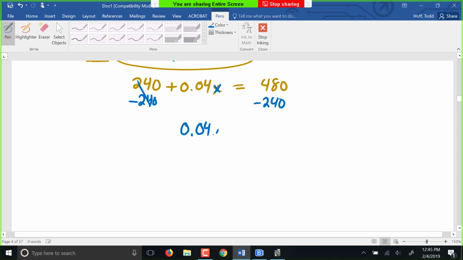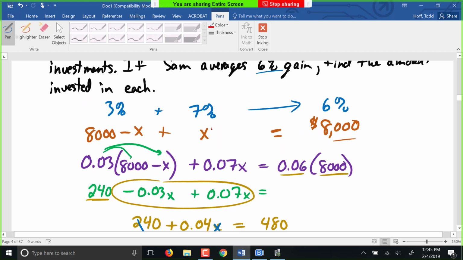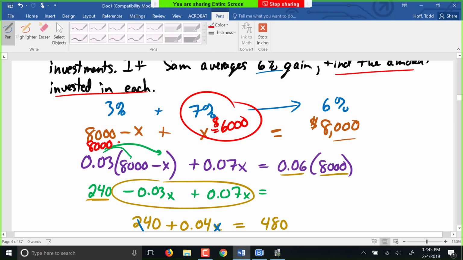So 0.04x equals 240, and then divide by 0.04. X equals 6,000, perfect. So again, we go back to make sure we know what x represents. X, $6,000, is the amount in the 7% investment. We were asked to find both amounts. So in the 3% investment, it's 8,000 minus 6,000, or 2,000. So there's $2,000 in the 3%.